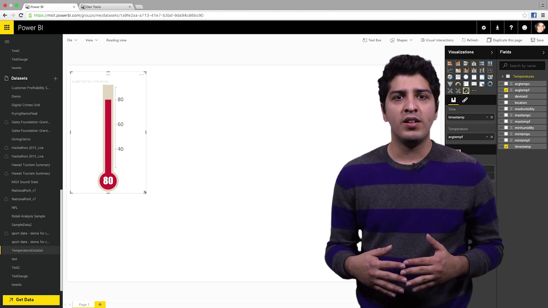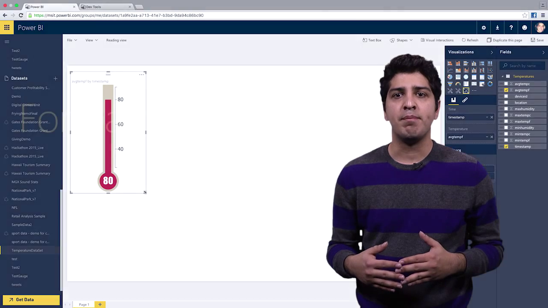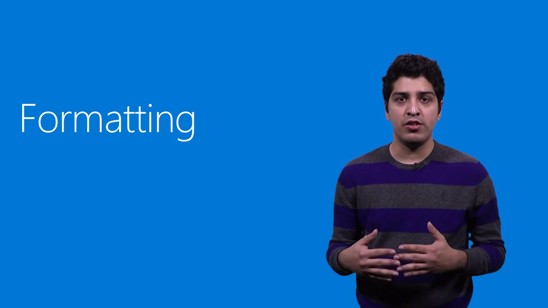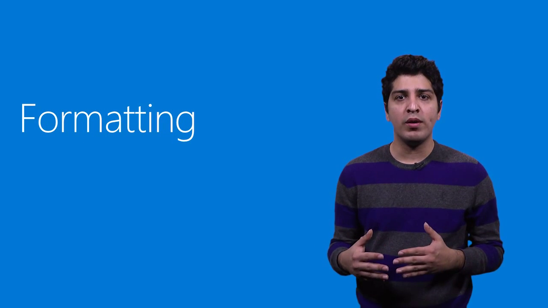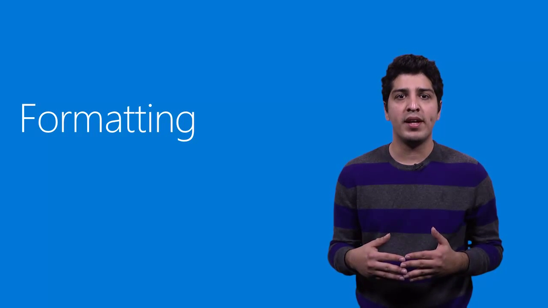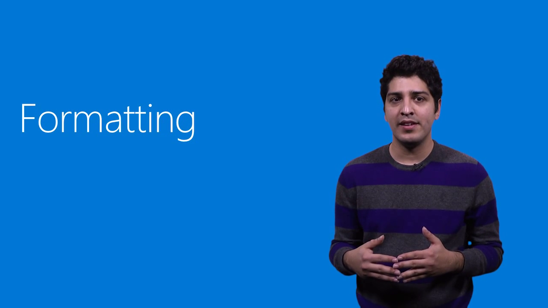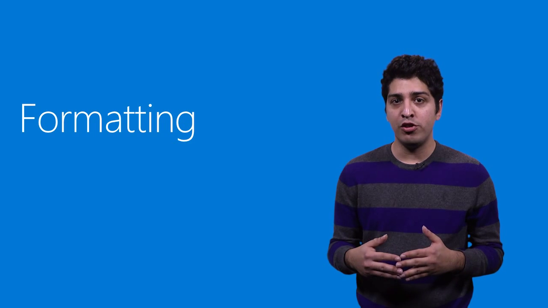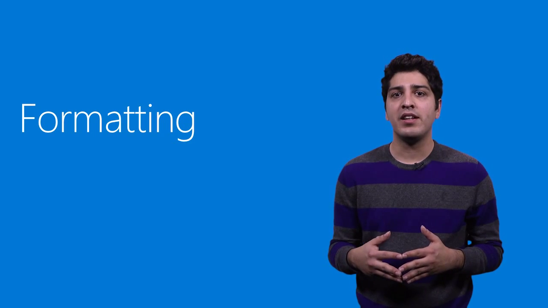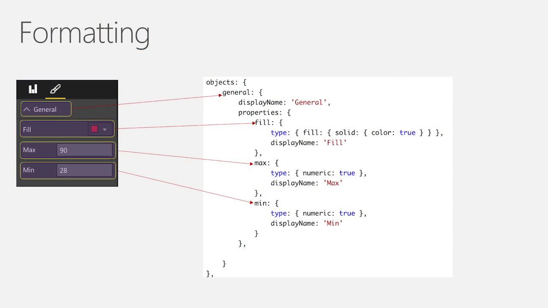Formatting in Power BI works in a similar fashion to data roles and mappings. You declare objects in your capabilities that describe what parts you support to be formatted and what kind it is. Finally, you implement Enumerate, which allows you to do data validation on user input. As you can see here, the capabilities have an object section that describes what you can change, in this case, the fill, max, and min.